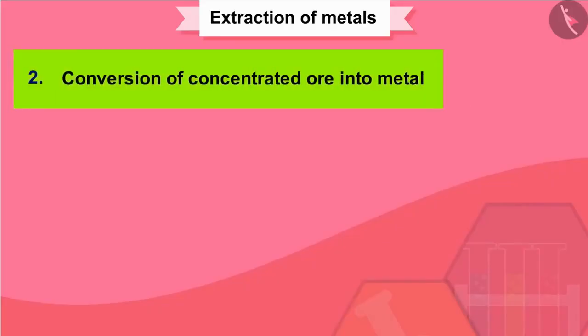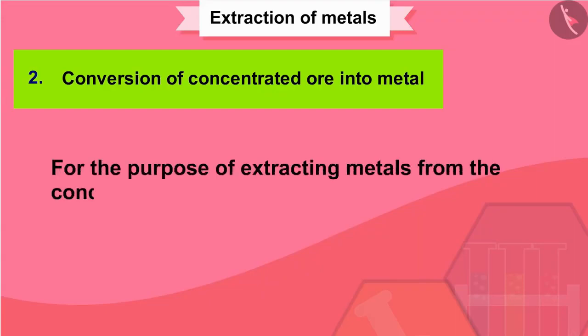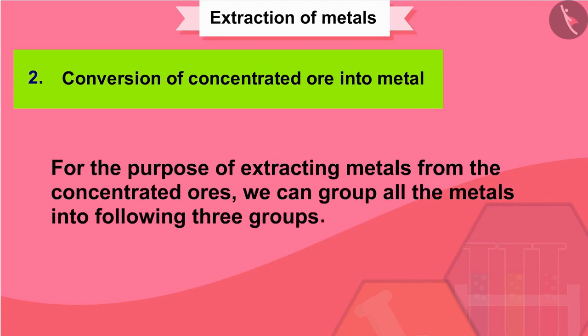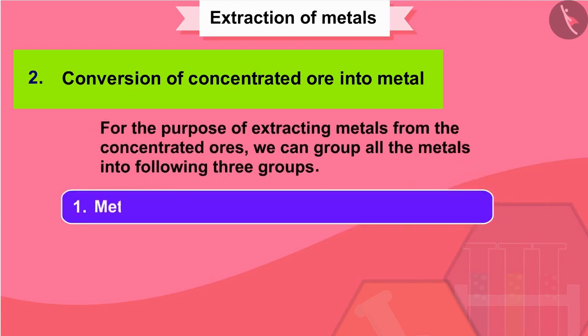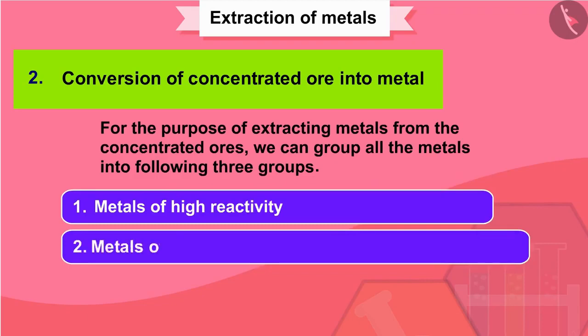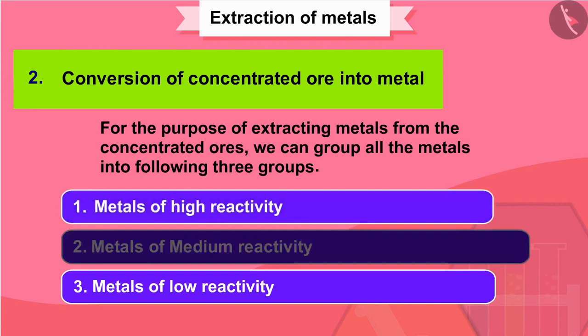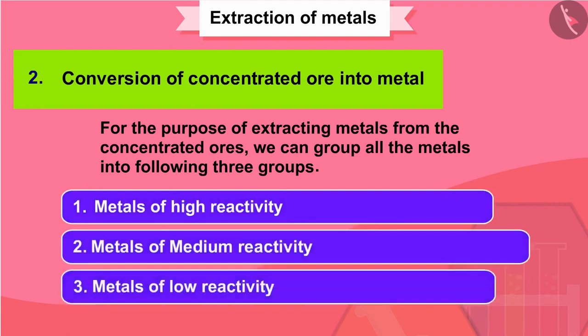Conversion of concentrated ore into metal. For the purpose of extracting metals from the concentrated ores, we can group all the metals into following three groups. 1. Metals of high reactivity. 2. Metals of medium reactivity. 3. Metals of low reactivity. We will now discuss each of the three categories one by one.